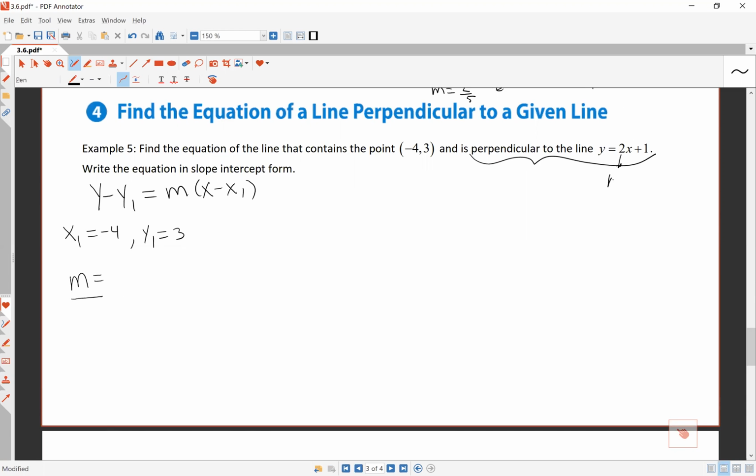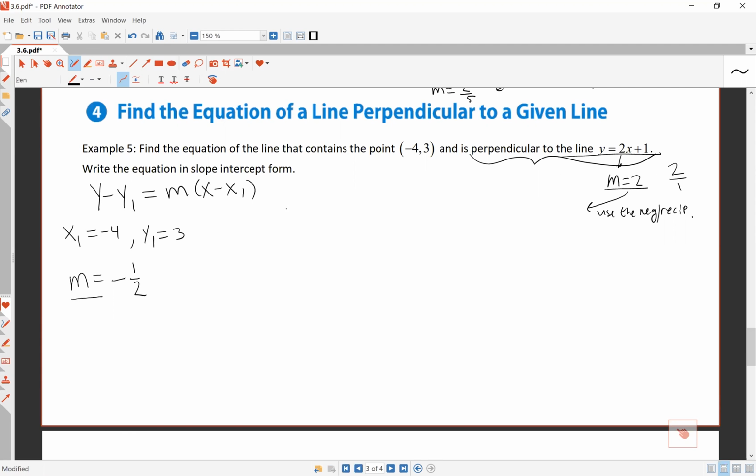This line has a slope of 2, so we use the negative reciprocal for the slope of our line. And if m equals 2, the negative reciprocal of that is -1/2. We look to the line that was given, y equal 2x plus 1. Its slope is 2. So we use a slope that's the negative reciprocal of that. The negative reciprocal of 2 over 1 is -1 over 2.